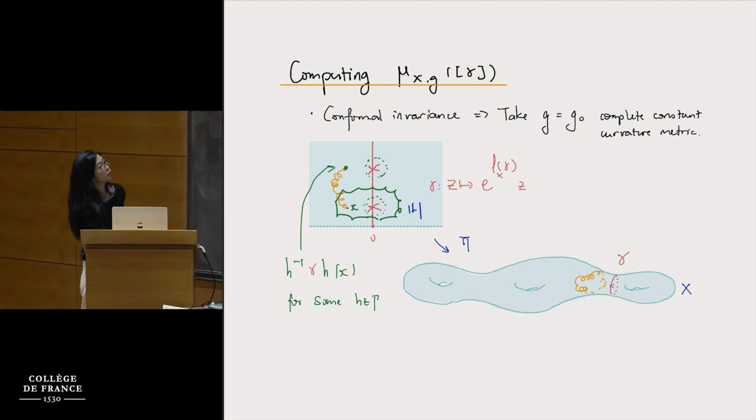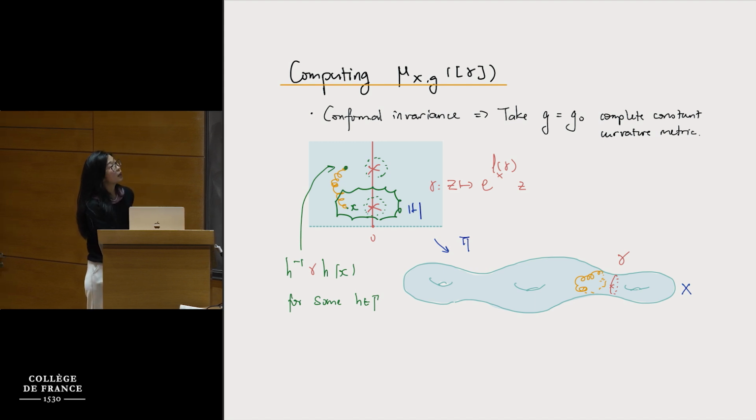Now if I want to compute all the Brownian loops in the homotopy class homotopic to this geodesic gamma, I can look at the universal cover. Assume that my gamma lifts to this geodesic going from 0 to infinity. Let's say this point here is x, and its deck transformation takes it to another point. So gamma is represented by this element, z goes to exponential length of gamma times z.